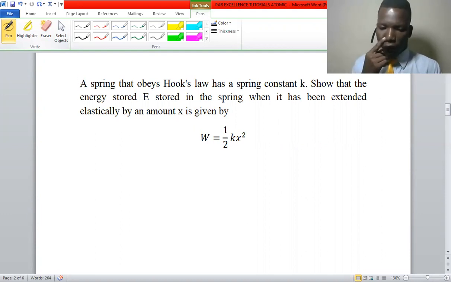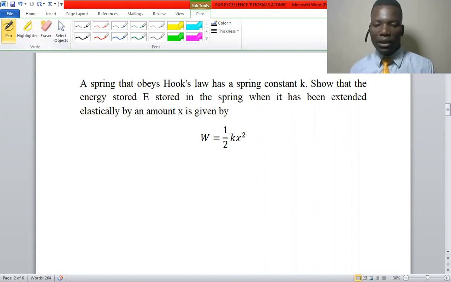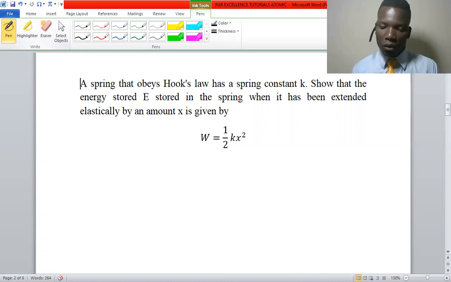So in this video, we are going to derive the equation of energy stored in the spring. A spring that obeys Hooke's law has a spring constant k. Show that the energy stored in the spring when it has been extended elastically by an amount x is given by W being equal to half kx squared.